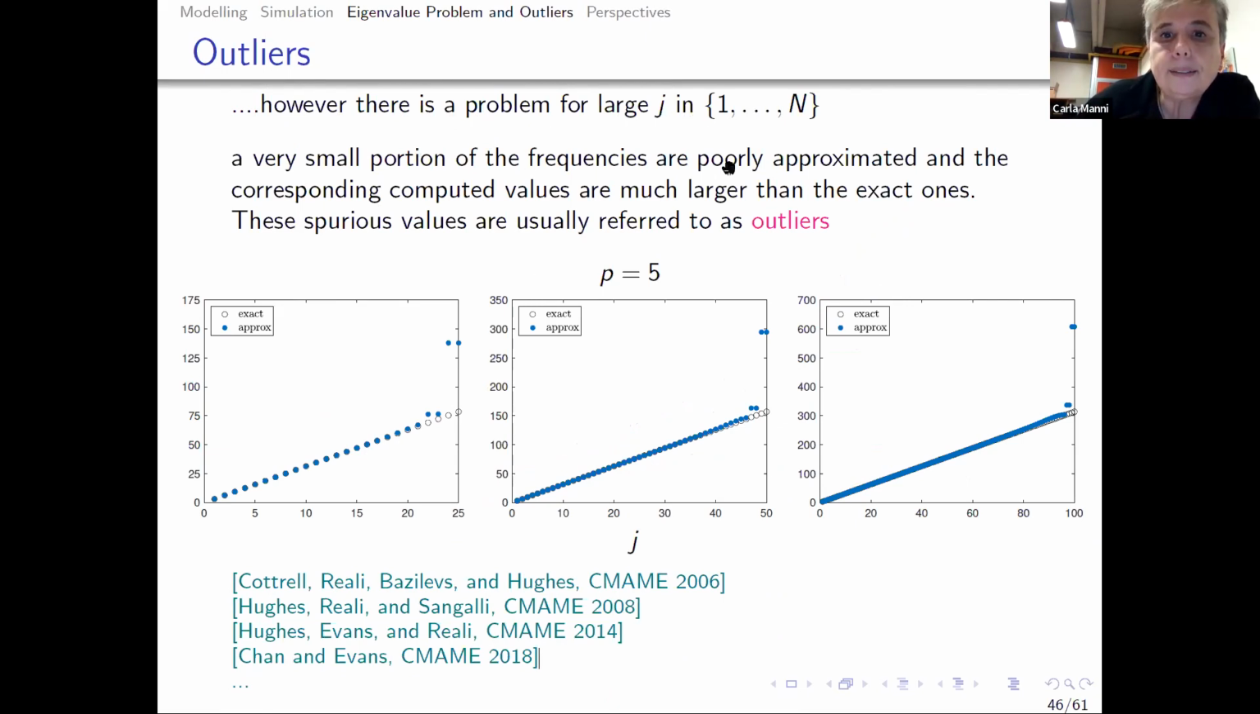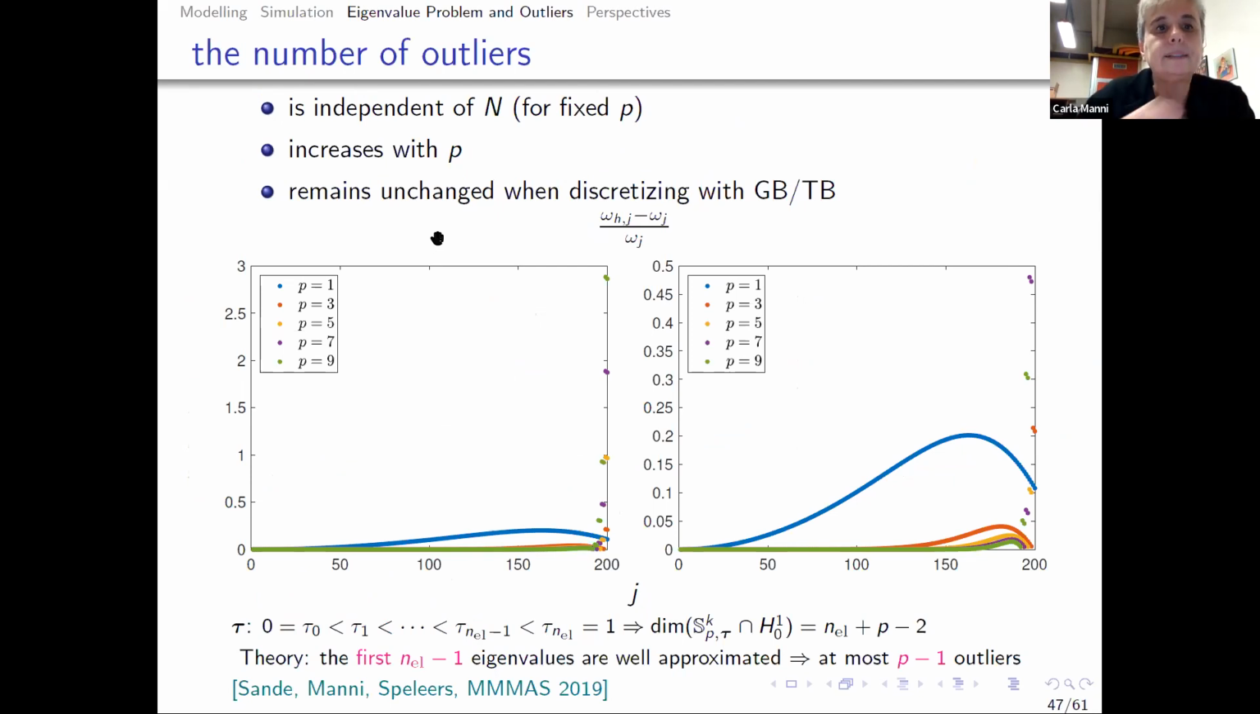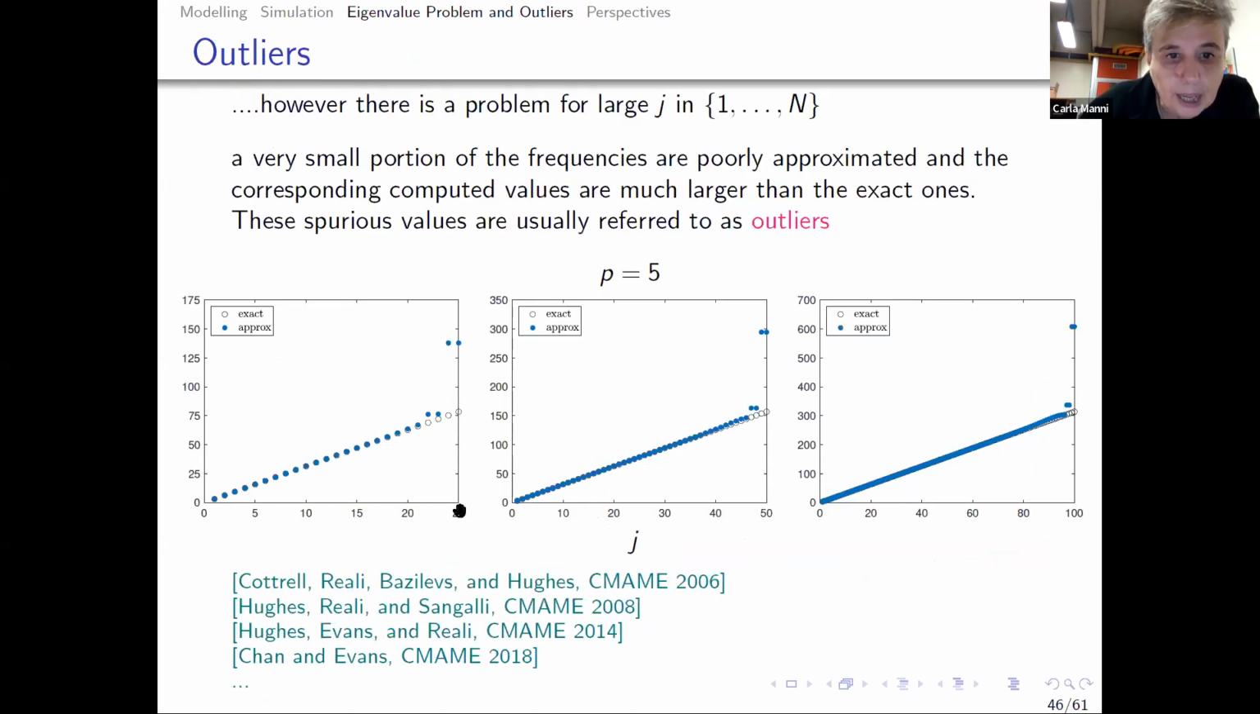So if you go for, say, isogeometric analysis, meaning maximal smoothness splines, you have a good approximation of the whole spectrum, not just of one part. And so it seems that this is very nice, but still there are problems, because you don't see it in the previous picture. If you look better, there are a few frequencies that are poorly approximated, and such that the corresponding computed values are much larger than the exact ones. You see here, this is the case p equal five, and you have here this four, and the same also.